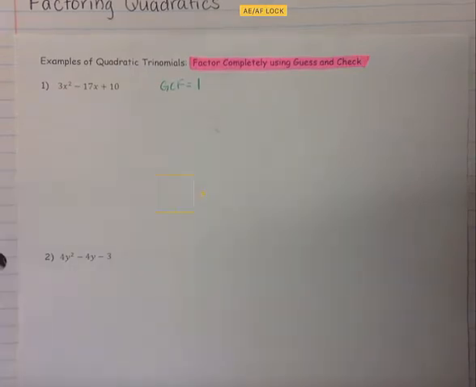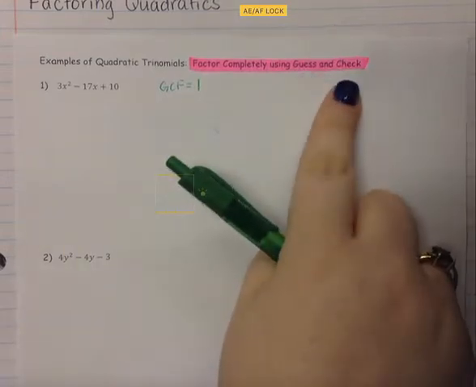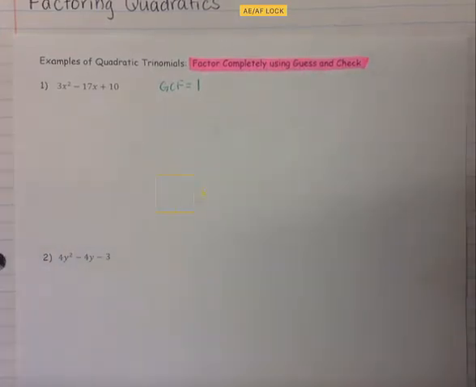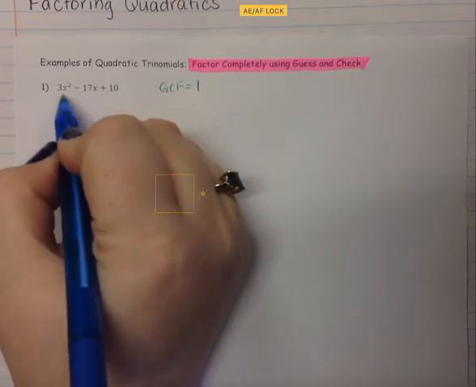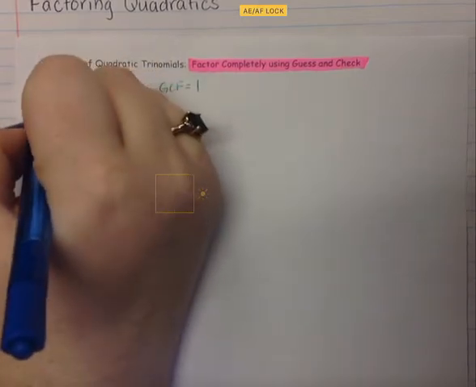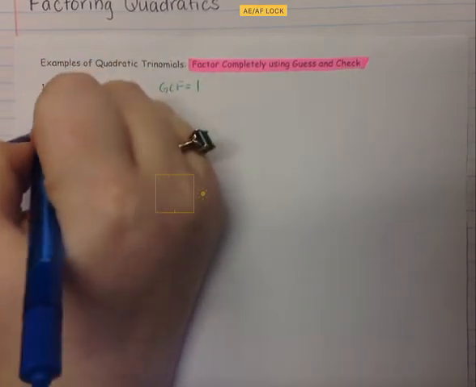So now I have 3 terms. If I remember back to the chart, 3 terms is when you would use guess and check. So this is why we're using guess and check. So the second step of guess and check is the guess. We take the factors of our ax squared. So our 3x squared is our ax squared. So I'm going to take my 3x squared. I'm going to find the factors of it.